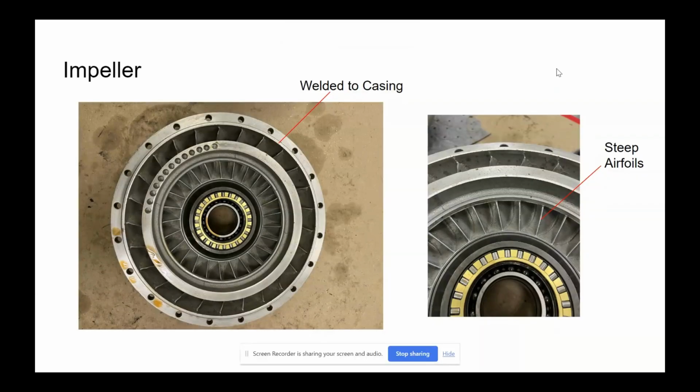There are three main components of a torque converter: the impeller, the turbine, and the stator. The impeller is connected to the engine and welded to the casing of the torque converter. As the impeller accelerates, a pressure gradient is created between the inner and outer radiuses. The high pressure fluid at the outer radius of the impeller is then directed over to the turbine.